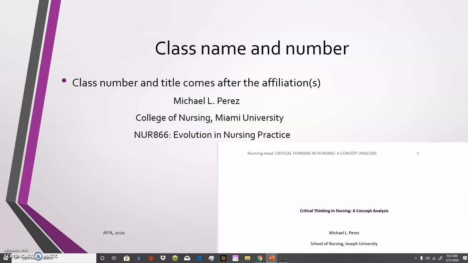So, the next line, you should have the class name and actually the class number. The class number and the title come after the affiliation. In this case, we have, for example, Michael Perez, College of Nursing, Miami University. Then we have the class number, and then with a colon, the name of the class.